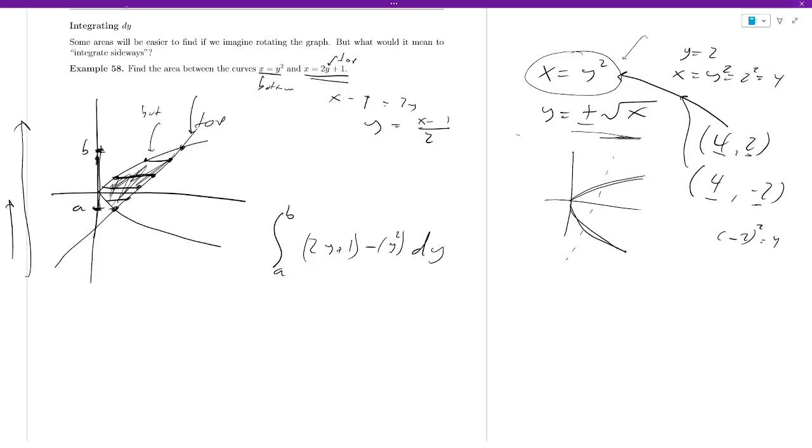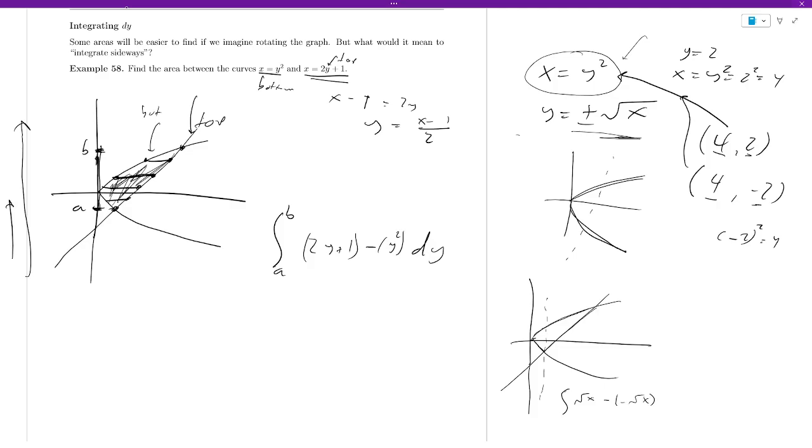Notice for this question, if we were trying to integrate it the other way, if we were trying to do it dx, it would be kind of a pain because my top and bottom function changes partway through. Probably around here, right? To the left of the dotted line, here's the top function, and then the bottom function, and then to the right of the dotted line, here's the top function, here's the bottom function. So we'd have to do two integrals. The integral on the left would be kind of annoying because the top function would be square root of x, and the bottom function would be, well, negative square root of x.